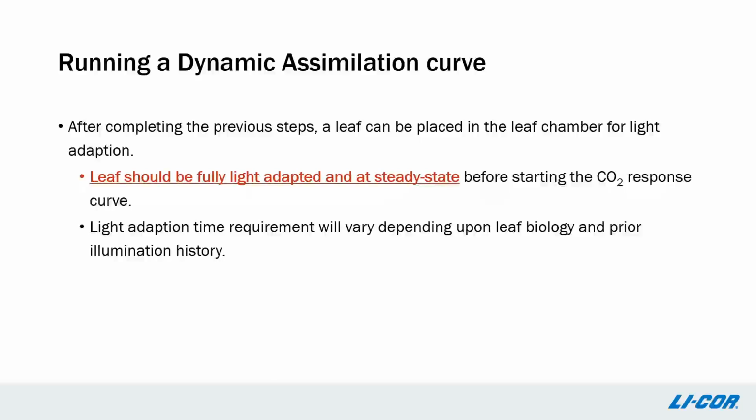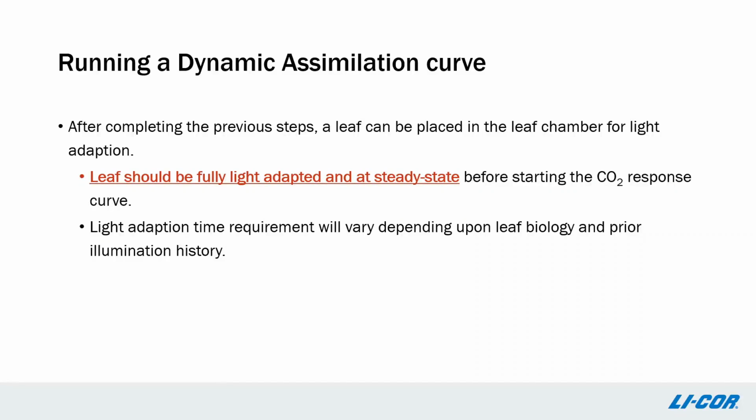Once the previous steps are completed, it is then time to place the leaf in the leaf chamber for light adaptation and acclimation. It is important to allow the leaf enough time to fully light adapt and reach steady state conditions before starting the CO2 response curve. A light adapted leaf at steady state conditions will have a relatively stable assimilation rate over a period of several minutes and will also have relatively stable stomatal conductance.